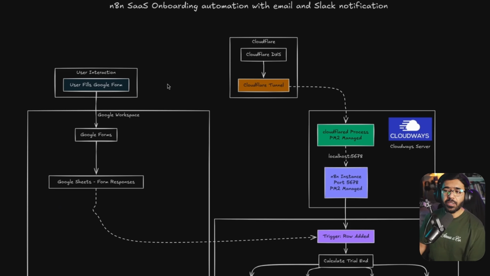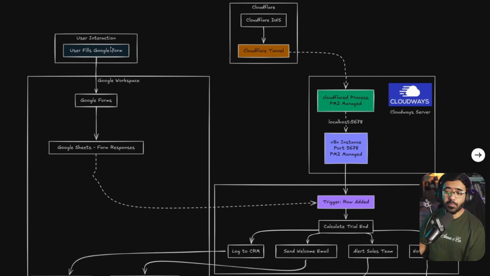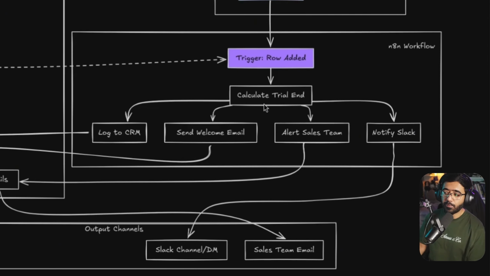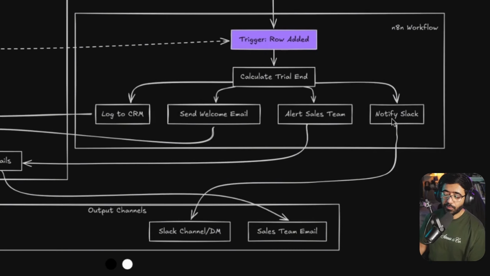So this is the architecture diagram for our automation. What happens is when the user fills the Google form, it gets notified whenever there's a new entry in the Google Sheet, which triggers this whole flow, which calculates the trial and logs to the CRM, sends a welcome email, alerts the sales team and also notifies on Slack.